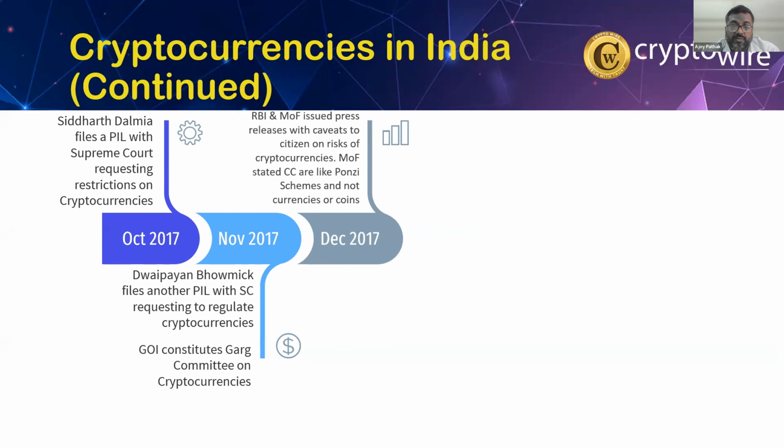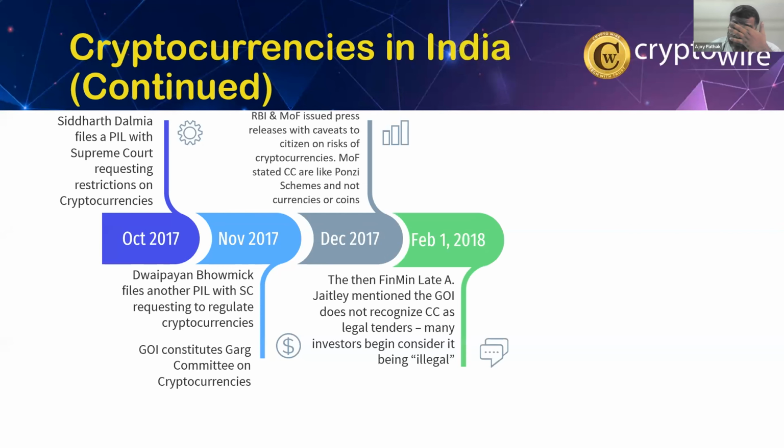And this is the time from where the cryptocurrency environment in India starts really getting negative. RBI and Ministry of Finance, they issued press releases, different press releases, issued with caveats to the citizen on risk of cryptocurrency. Ministry of Finance even went so far as to say that cryptocurrencies are like Ponzi schemes and not really currencies or coins. Something happened at the same time, okay, we'll come to that story later on.